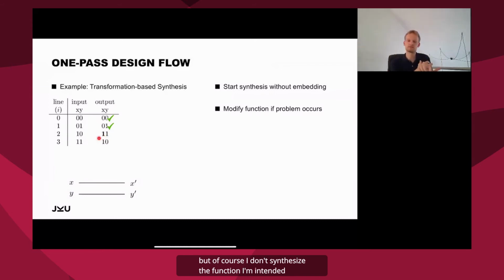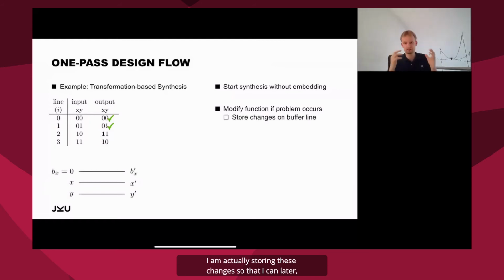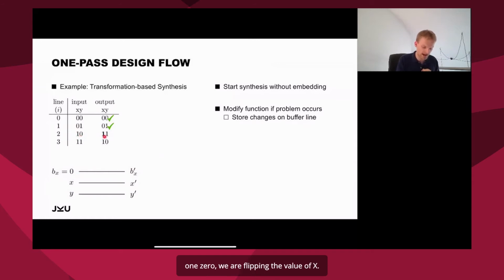But of course, I don't synthesize the function I intended to synthesize anymore. I changed the function. Because of that, I am storing these changes so that I can later revert them in a particular buffer line. That means I'm now introducing this extra line here, which I initialize with 0. And I'm storing that for the input pattern 1, 0, we are flipping the value of x. That's the reason why I call this buffer line x. Because this is initialized with 0, I'm adding a Toffoli gate like this, which states that when I have x equal 1 and y equals 0, then I'm flipping this x output here, and this is exactly what this line now represents.